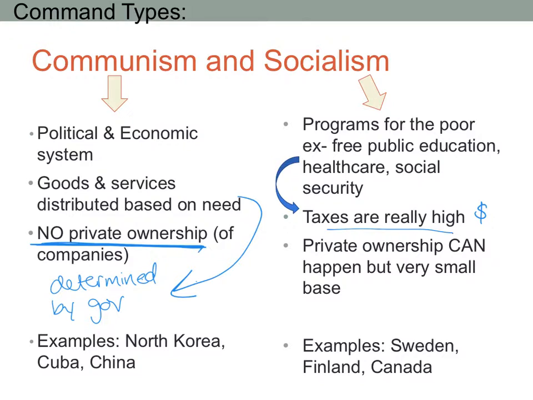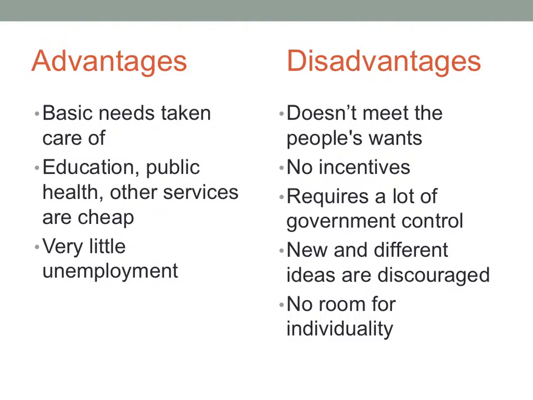So communism and socialism are a part of command economies, even though they look different. Communism, super, super, super controlled by the government. Socialism, not as much. It's a little bit more positive, okay? Some advantages and disadvantages are here. There's not a whole lot of unemployment, which is a good thing, right? You want your people in your country to be able to have a job, and in most command economies, that is going to happen. And for the most part, your basic needs are taken care of, like education and public health and stuff like that, okay?